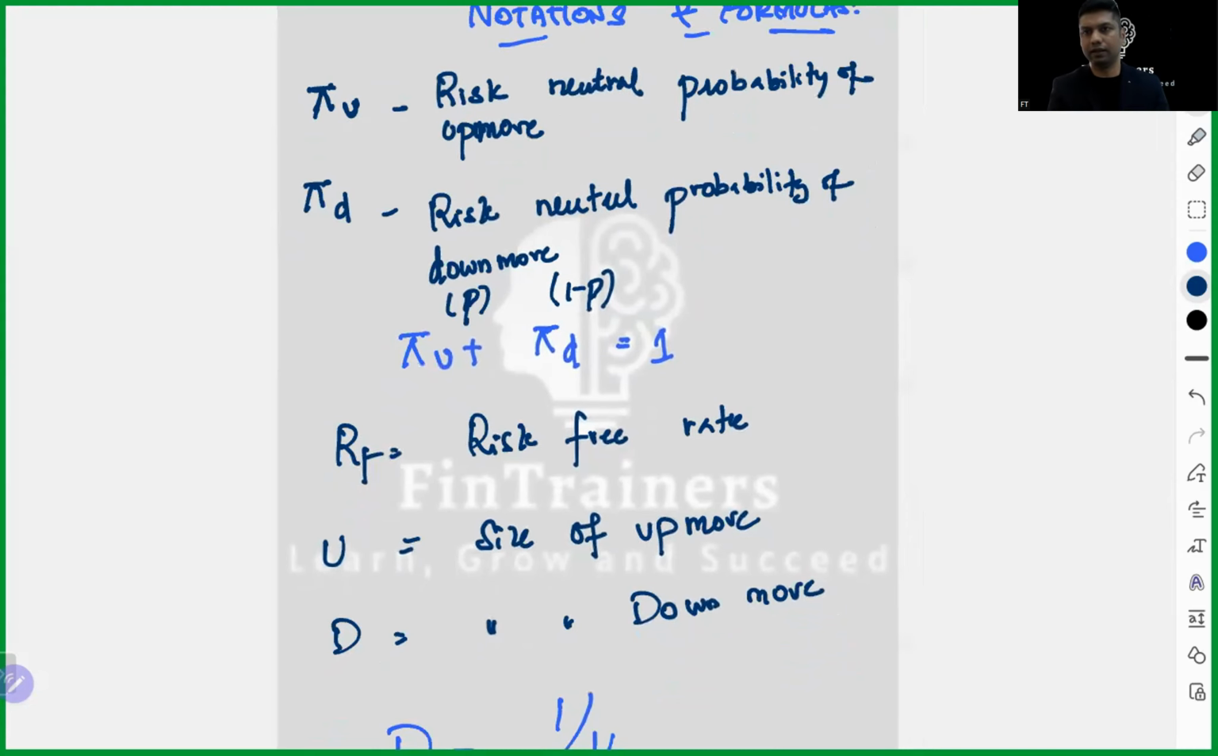And u is the size of up move, and d is the size of down move. Okay, so up move and down move. In level 1, they are going to give you one of the values, up move or down move, and the other one is just an inverse. You just have to take the inverse of that.